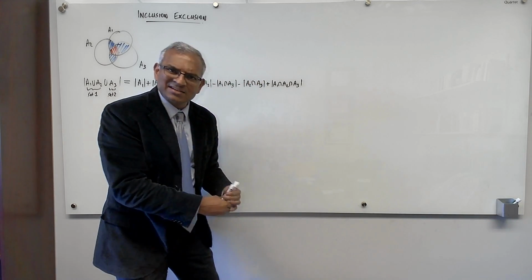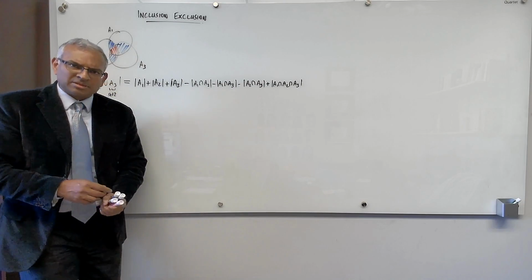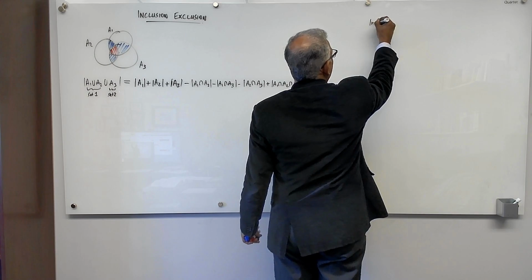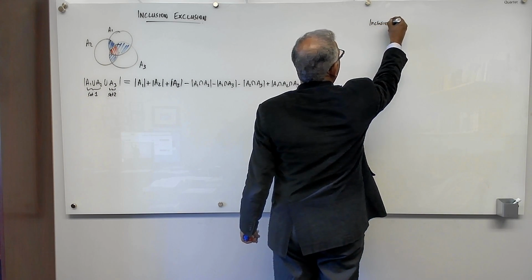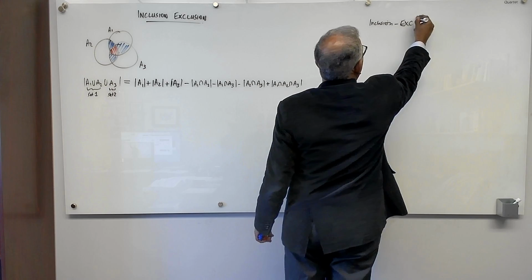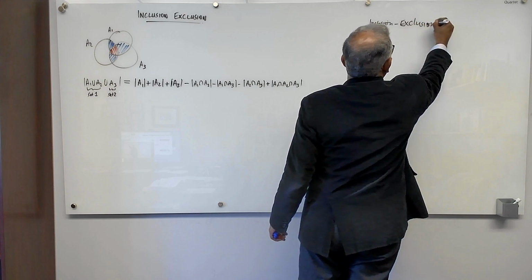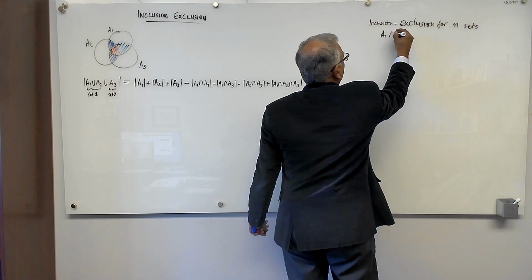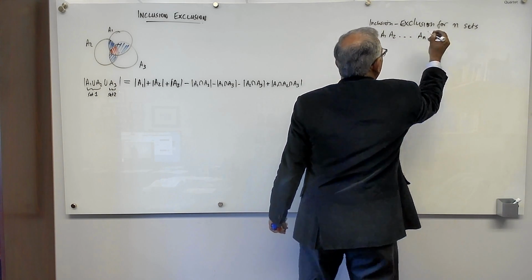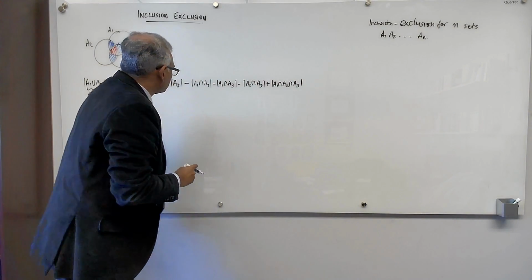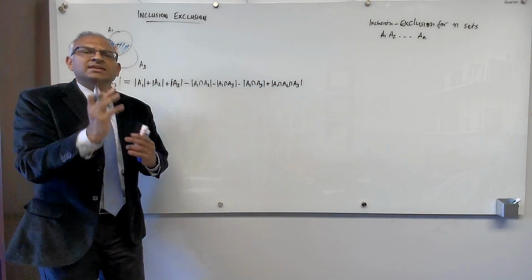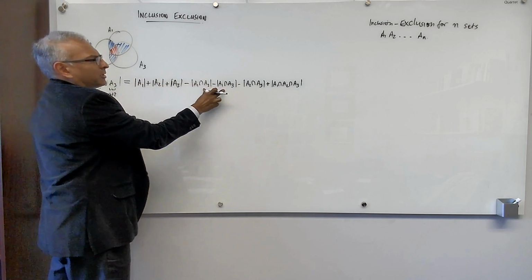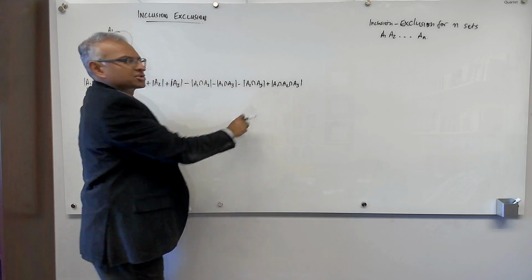Let me just state it, so that I have stated it, but you can see the details in the text. So, inclusion-exclusion for n sets A1, A2, up to A sub n. What you do is you consider all the k-way intersections. Here's the 1-way intersection, it's just the sets, then 2-way intersections, 3-way intersections, and so on.